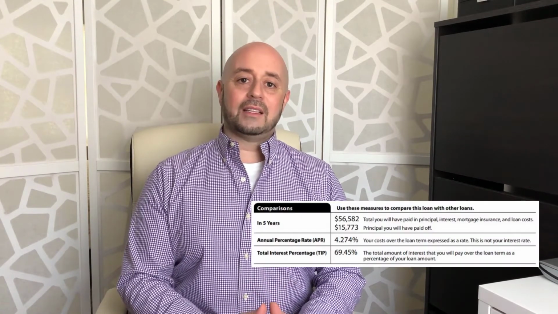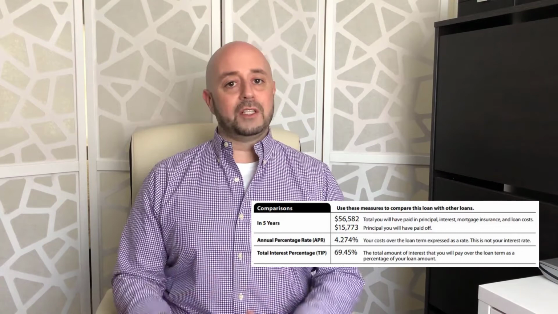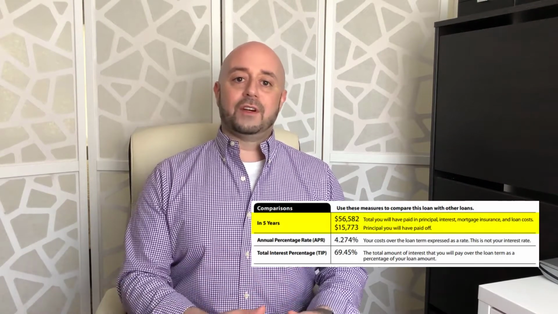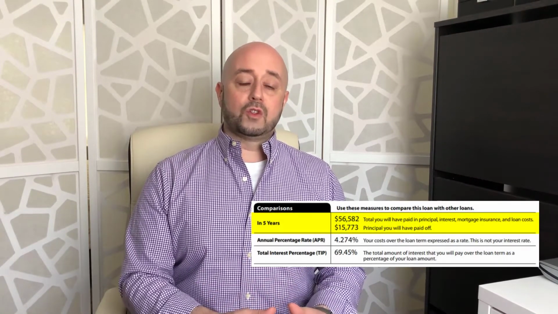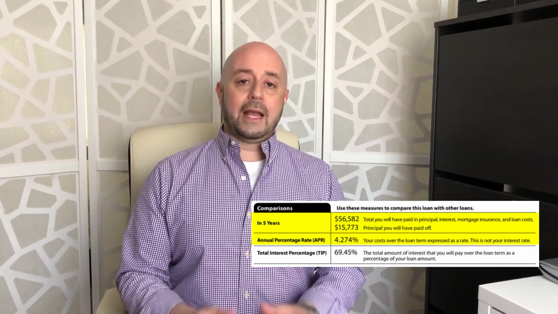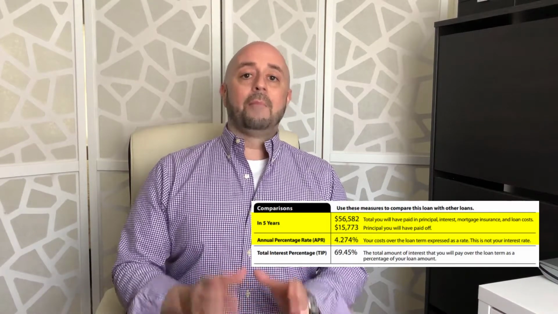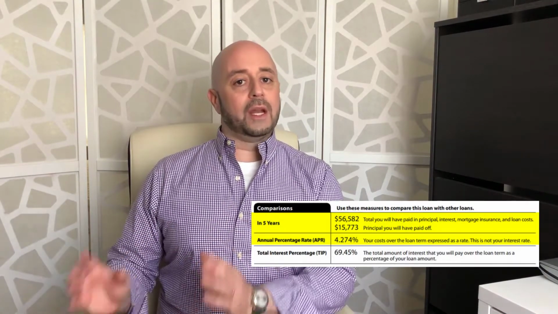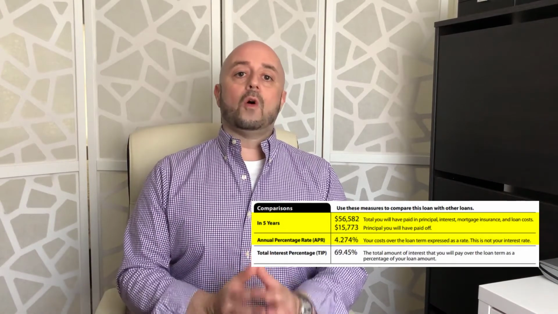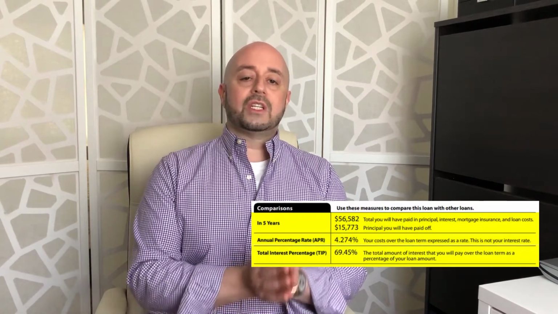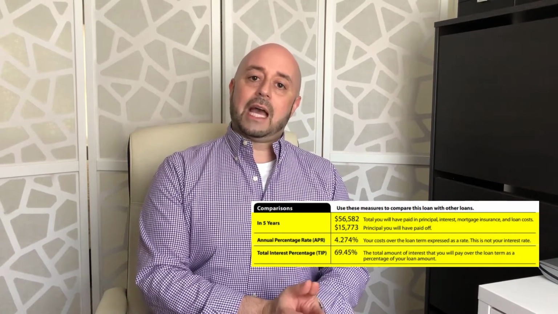The first section of the third page of the loan estimate goes into comparisons. It outlines your interest versus your principal paid in the first 5 years of your loan term. It also shows your APR, or annual percentage rate, and that is the amount of interest and fees paid over the life of your loan expressed as an interest rate. It also shows the total interest percentage, and that's the percentage calculated of your total interest versus your principal loan amount.